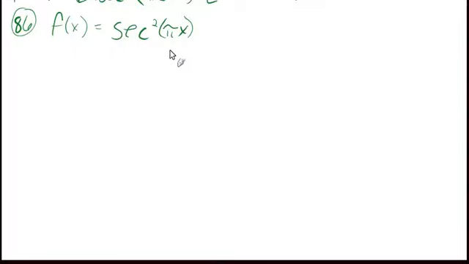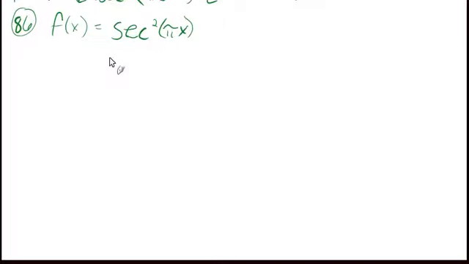I believe we have one more we're going to do. Number 86. In your book it doesn't have parentheses here, but it's understood that this pi times x is going into the secant function. That's your input of the secant function. Put in x, multiply by pi, take the secant of it, and square that.